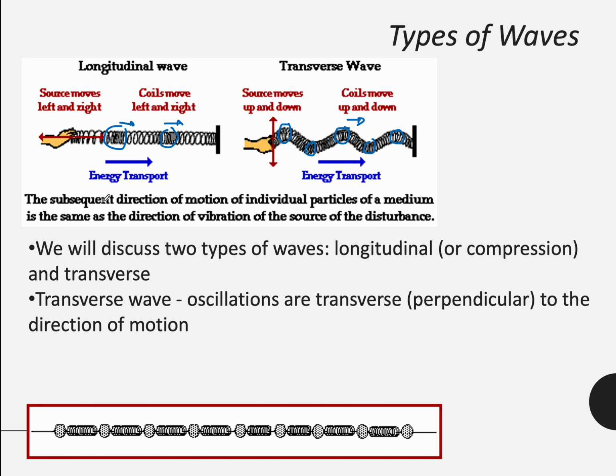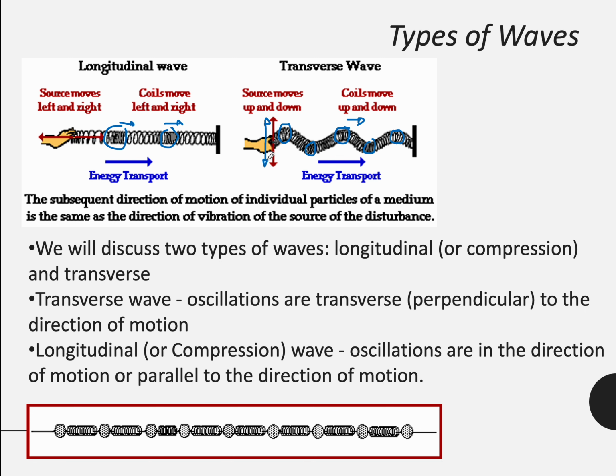In transverse waves, oscillations are transverse, which basically means perpendicular to the direction of motion. In other words, you're shaking your hand up this way and this way. In a longitudinal compression wave, you're moving your hand back and forth. It doesn't have to be a hand. It could be any kind of oscillation that might actually cause these kinds of motions.